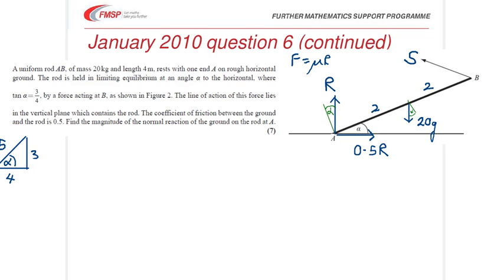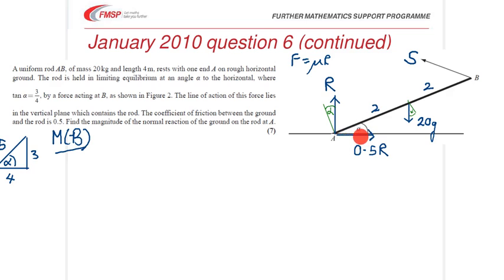So unusually in problems like this, we're going to take moments about B. Now, to take moments about B, rather than try to find all the perpendicular distances, I'm going to use the components of each of the forces perpendicular to the rod. So the relevant components will be R cos alpha here, because R sine alpha will go along the rod and have no moment about B.